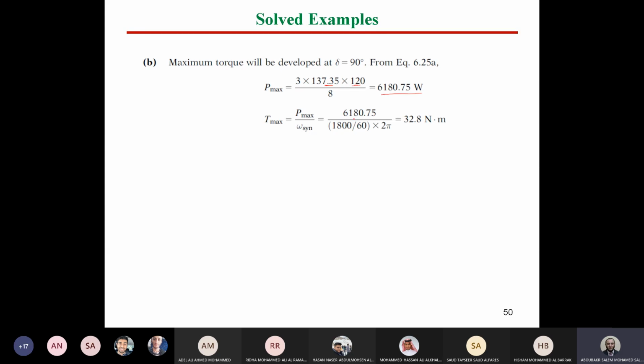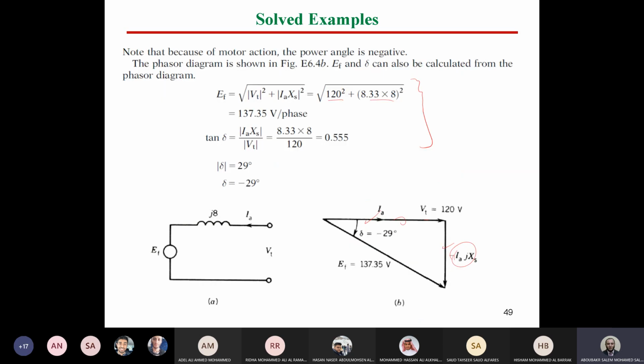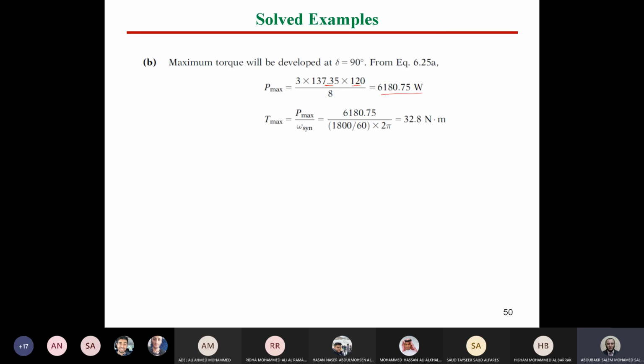How can we get the speed of the machine? Simply return to the nameplate data. It's given here that the machine is 60 hertz, and the number of poles was given in the nameplate data of the problem, in example number 4, which is 4 poles. So if we use the relation now, you will find the speed is 1800. So using 1800 over 60 multiplied by 2 pi in order to convert to radians, this will be the value of torque here, 32.8 Newton meter. And this is the maximum torque. Any questions, guys?